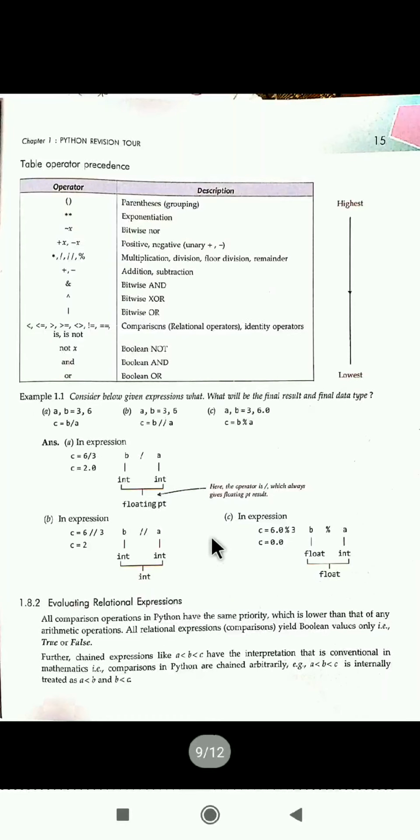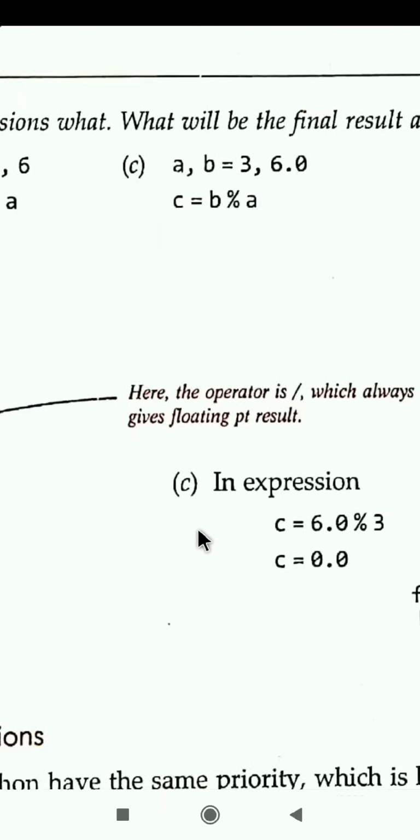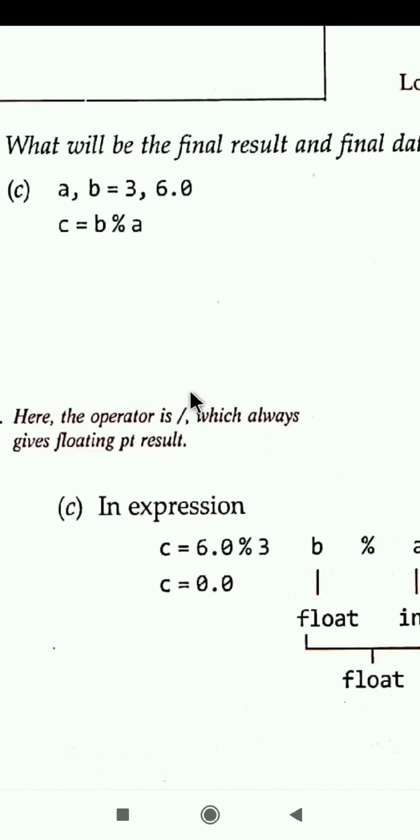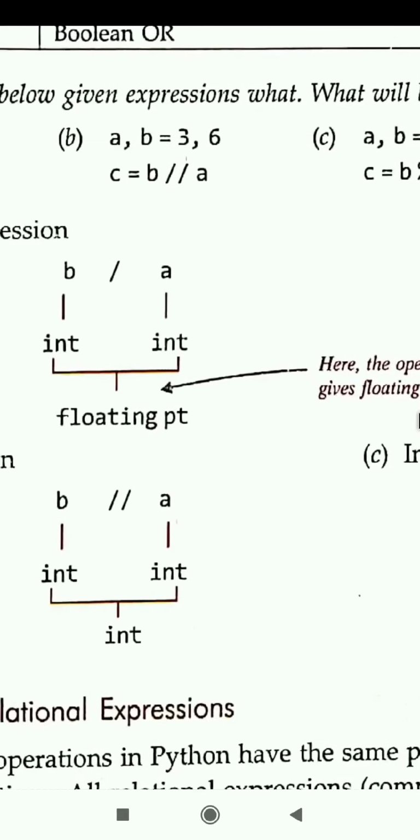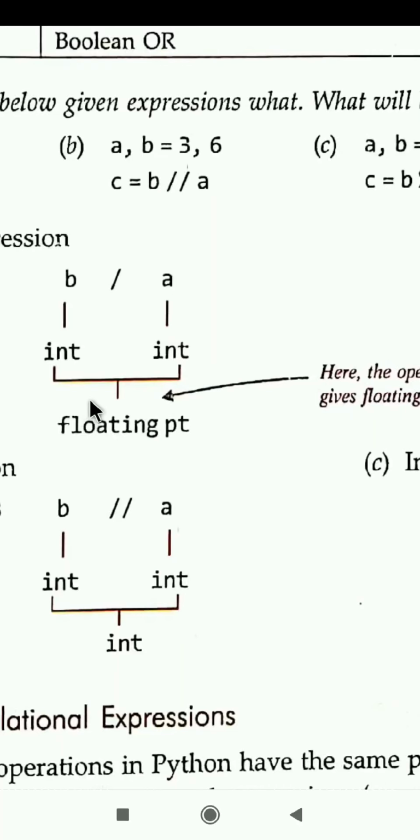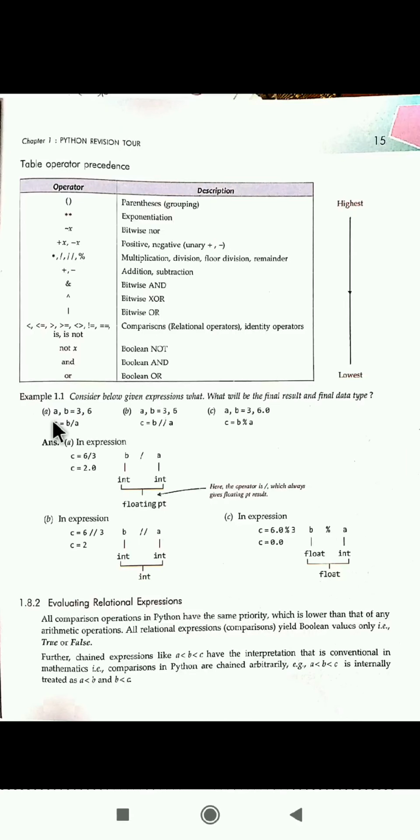Let us take another example. Here you need to note down what is written. The division operator will always give floating point results. Let us see an example. Here a is 3, b is 6. Now you need to calculate c = b / a. Although b and a both are of integer type, the division operator will always give you a value in floating point. So after dividing we'll get 2, but it will be promoted to floating point, so we'll get 2.0.